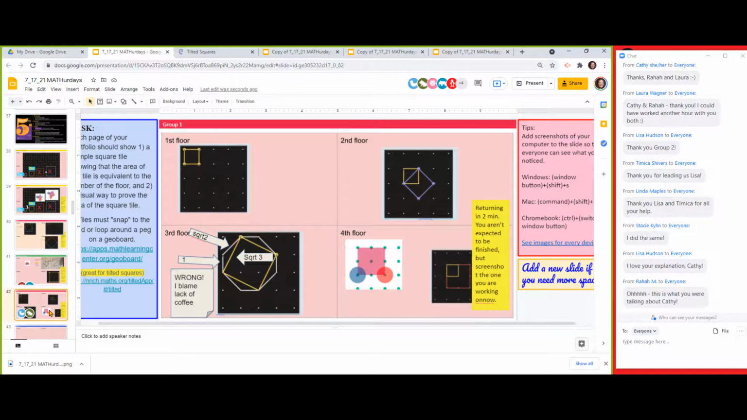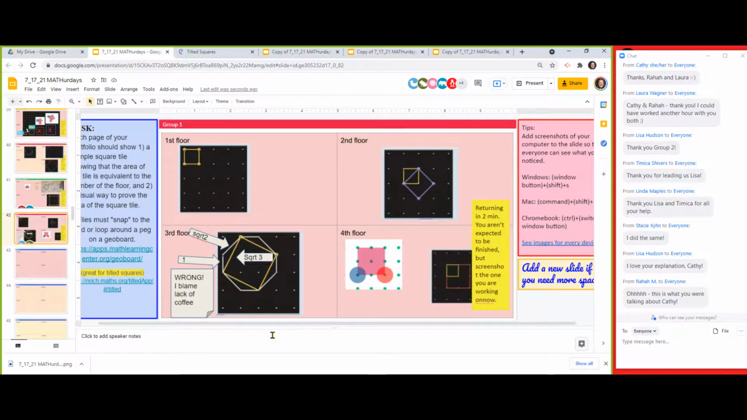Awesome. And then speaking of this whole square root stuff, we have one more to look at. Slide 42, group 1. Now, you all had a lot of interesting shapes going on here on the 3rd floor. I'd love for you to hear about how this connects to your 5th floor.